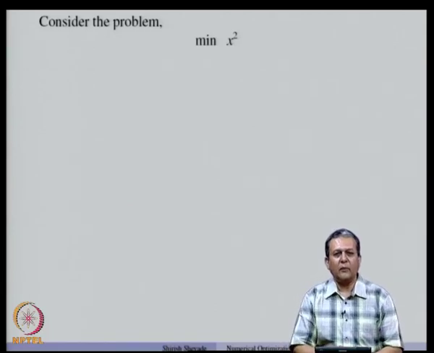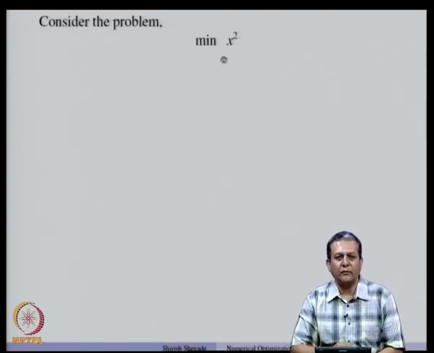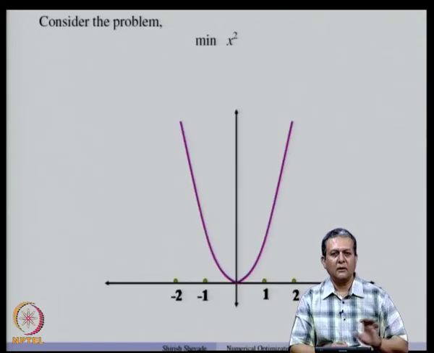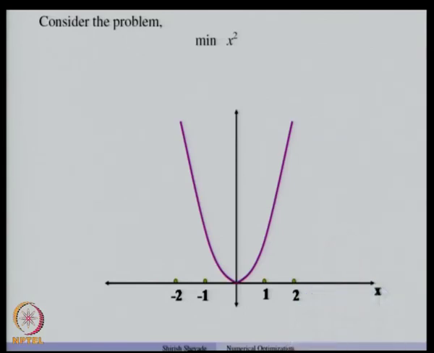So, let us consider the problem to minimize x square. This is just a one dimensional problem that we are considering, and the function would look something like this, and we know that this is going to be the minimum, and this is also a convex function. So, this minimum x equal to 0 is also a global minimum of this function.